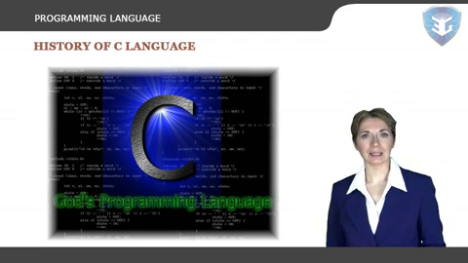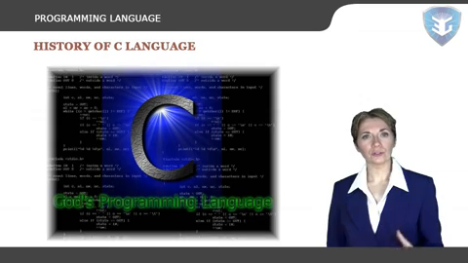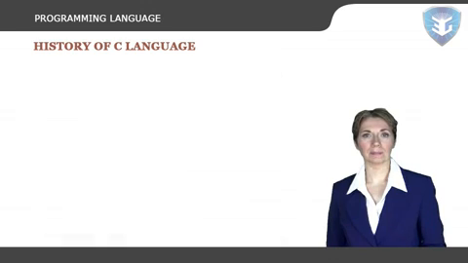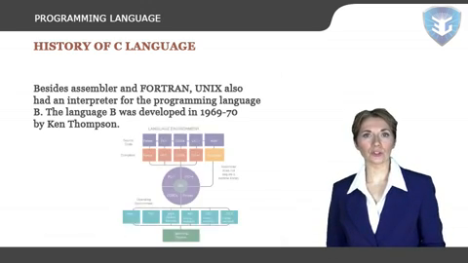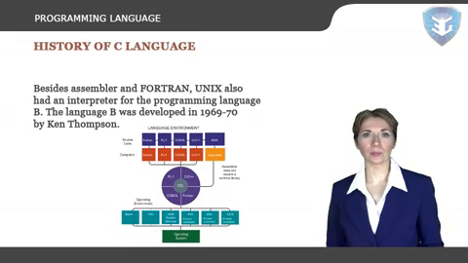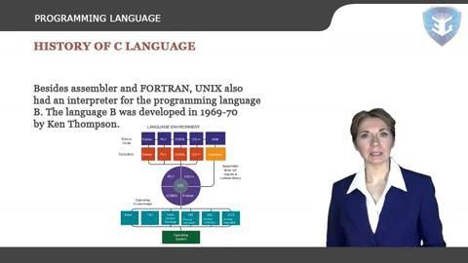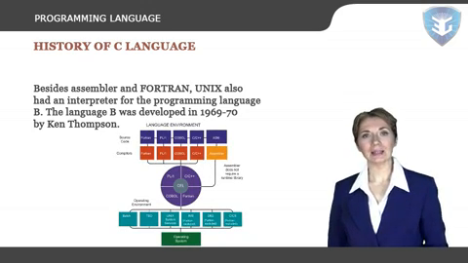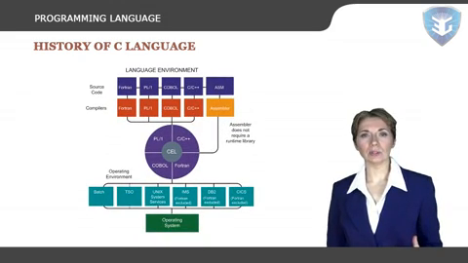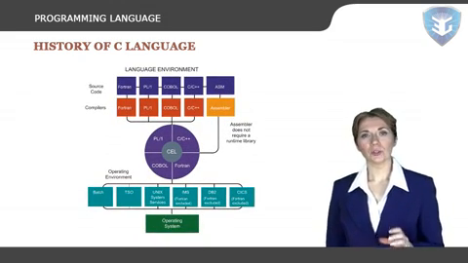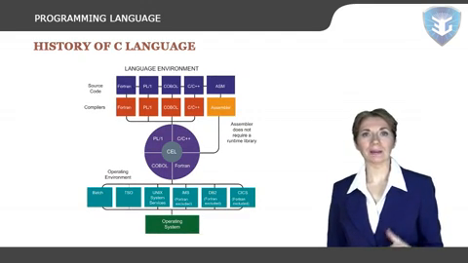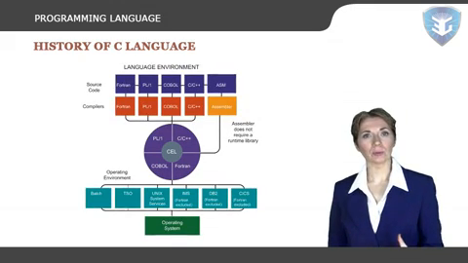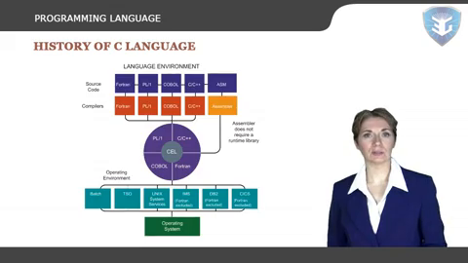In 1969, AT&T, Bell Labs, withdrew from the project because the project could not produce an economically useful system. Besides assembler and Fortran, Unix also had an interpreter for the programming language, B. The language B was developed in 1969 to 1970 by Ken Thompson. In the early days, computer code was written in assembly code. To perform a specific task, one had to write many pages of code. A high-level language like B made it possible to write the same task in just a few lines of code.